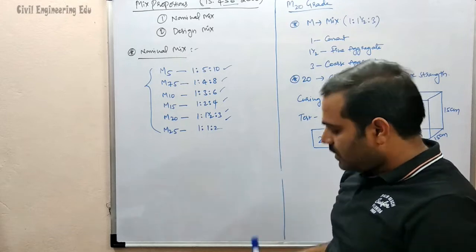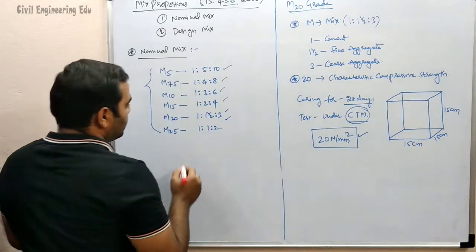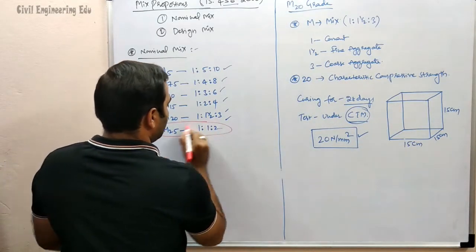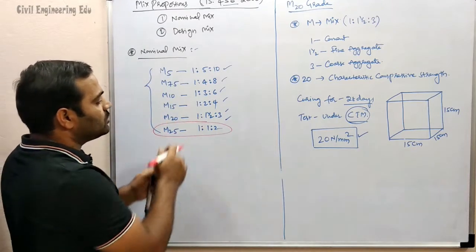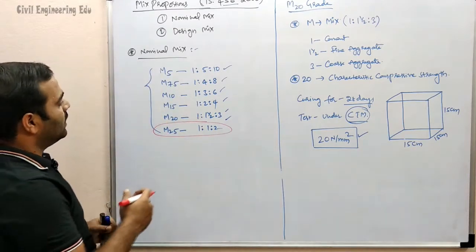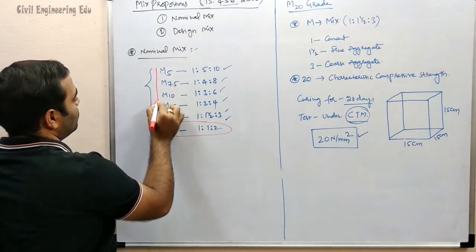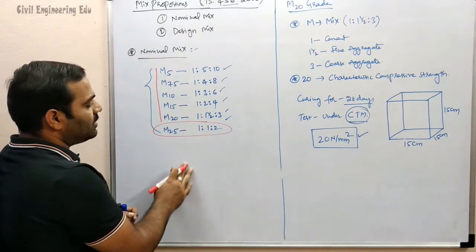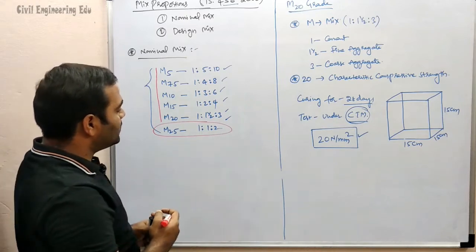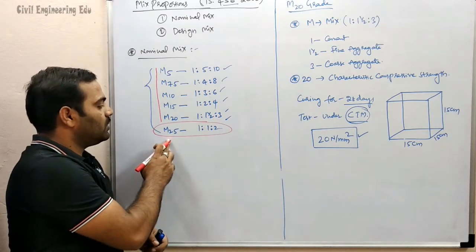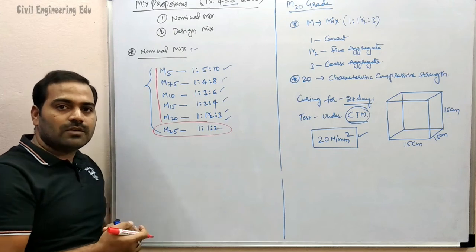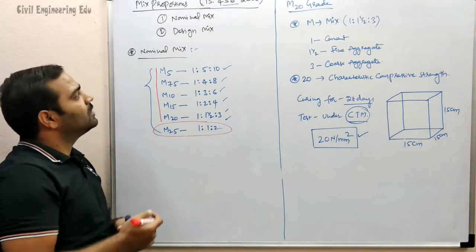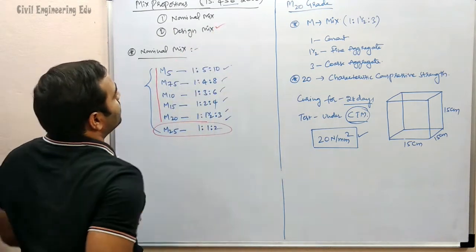So in case of M25 grade, this is not mostly used for small construction purposes. For small construction projects we will use only these grades. So this is rarely used. In case of large construction projects, even for M25 we need to go for design mix. So this is design mix.